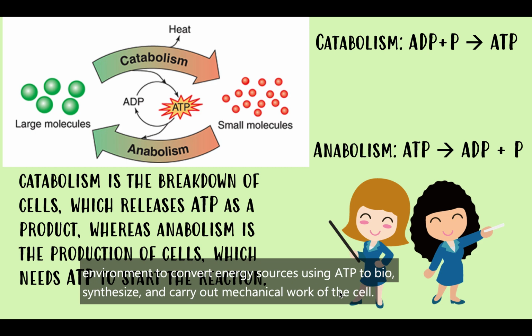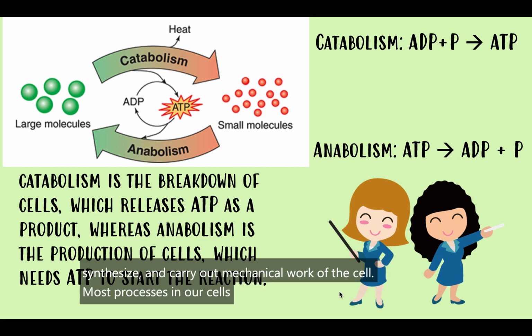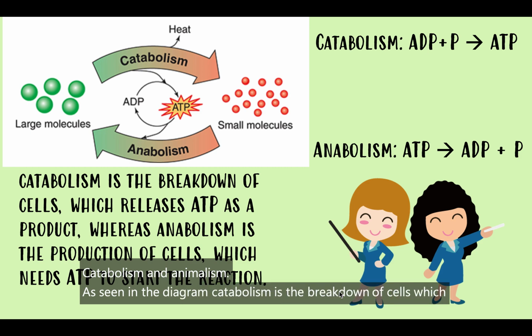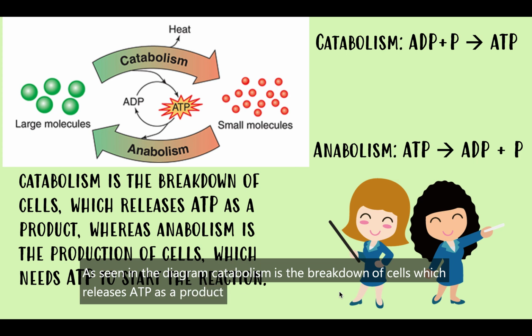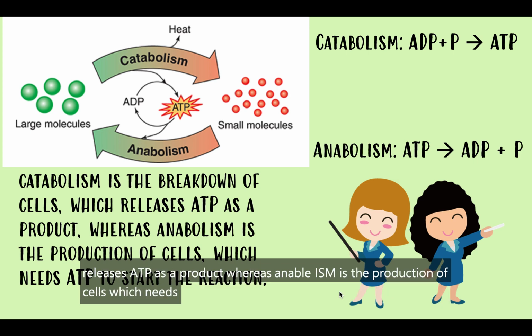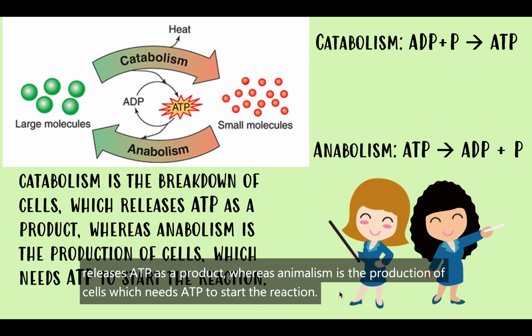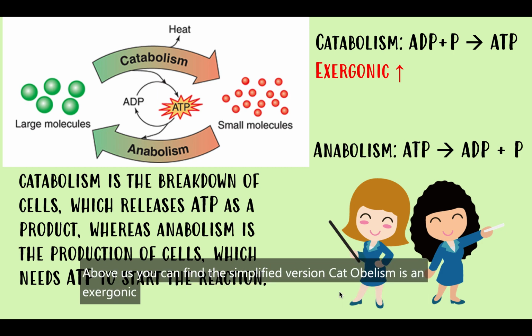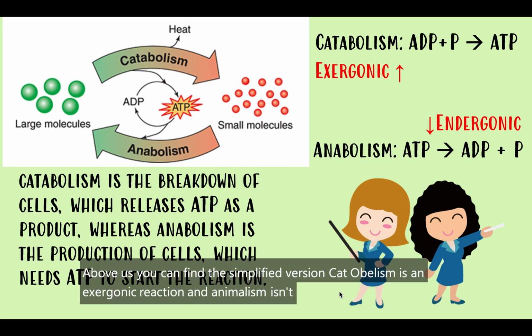Most processes in our cells use coupled reactions known as catabolism and anabolism. As seen in the diagram, catabolism is the breakdown of cells, which releases ATP as a product, whereas anabolism is the production of cells, which needs ATP to start the reaction. Above, you can find the simplified version. Catabolism is an exergonic reaction, and anabolism is an endergonic reaction.